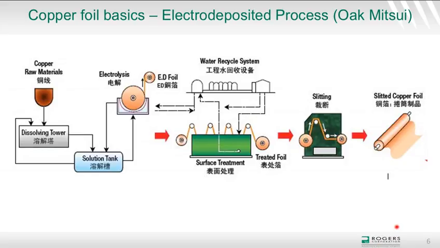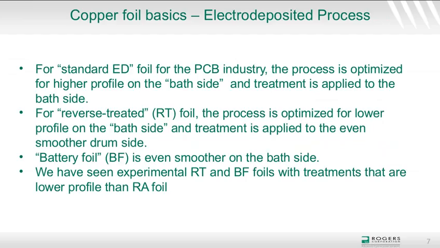Historically the bath side of the foil had been plated to increase the roughness, to increase adhesion, and the additional surface treatments were plated onto the bath side. In more recent years, the plated foil manufacturers have gone to a reverse treated process in which they now try to make the bath side as smooth as possible and plate the treatment for adhesion to the circuit substrate onto the drum side, so it more closely mimics rolled foil.